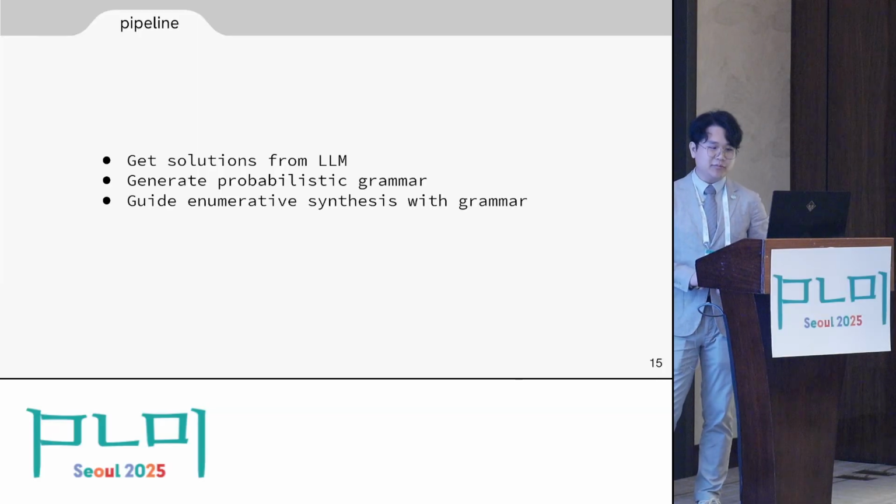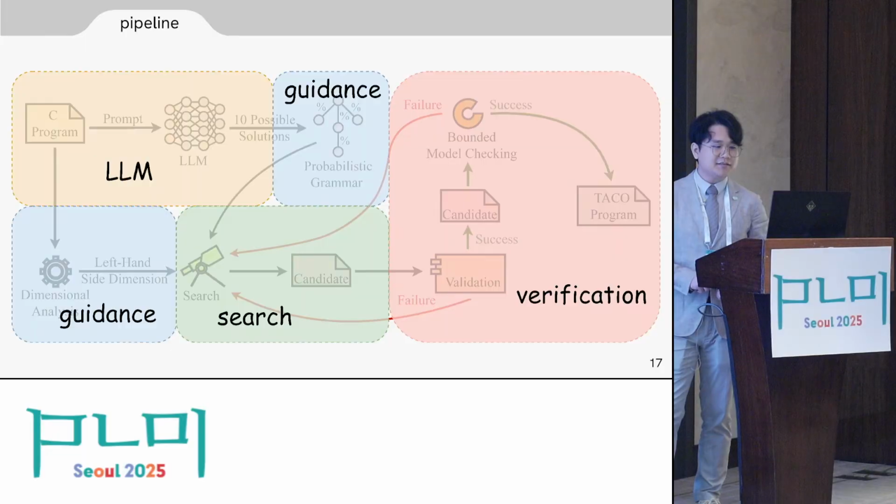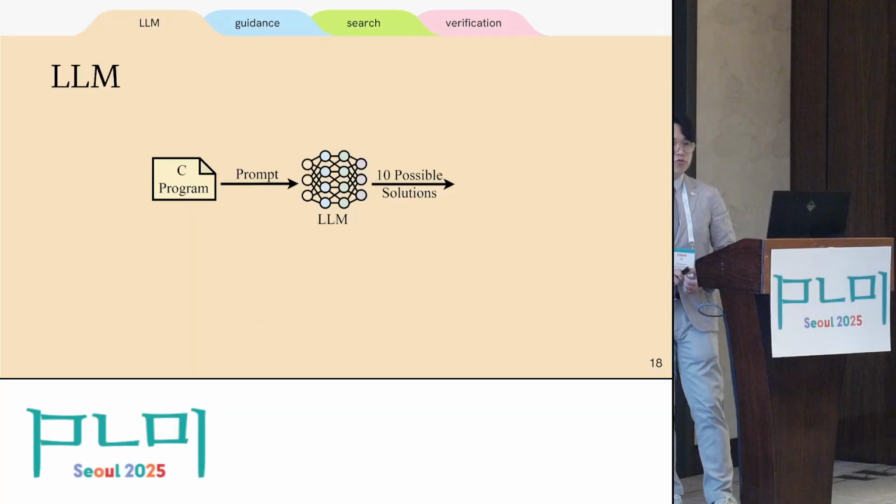Then we guide enumerative synthesis with the probabilistic grammar. This is the figure of our pipeline. We can split it into 4 parts: LLM part, guidance, search, and verification. Let's go to our first part, the LLM part. If we have an input C program, we can prompt our LLM to get 10 possible solutions.